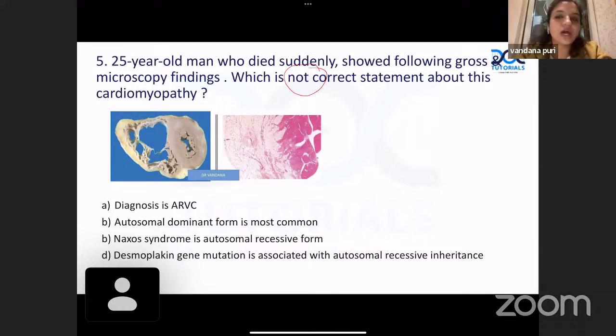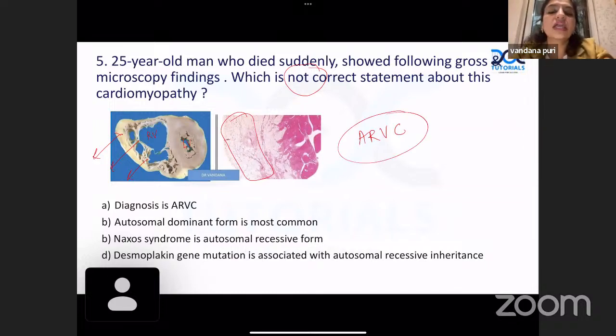What catches your eye here is, this is your right ventricle and this is your left ventricle. What is happening in the right ventricle is that the wall of the right ventricle, you can see that it is completely replaced by fat. Even in the microscope, you see this is complete fatty tissue. Clear space here. So it's fatty tissue, right? This is a very classical picture of arrhythmogenic right ventricular cardiomyopathy. So the diagnosis, ARVC, is perfectly correct.